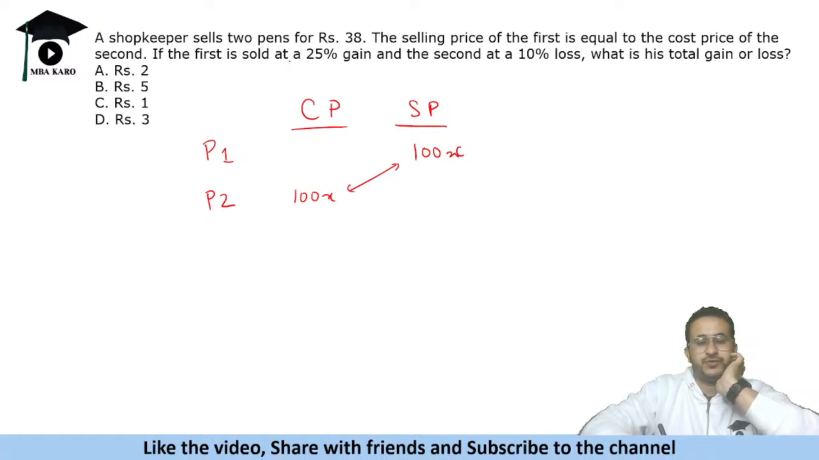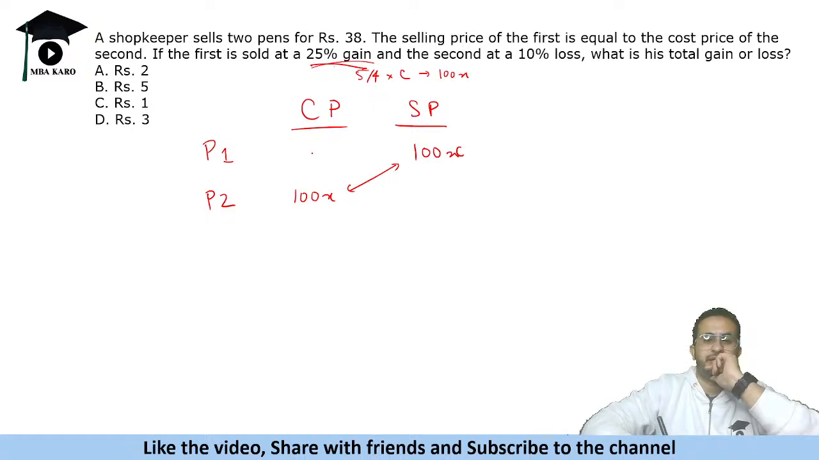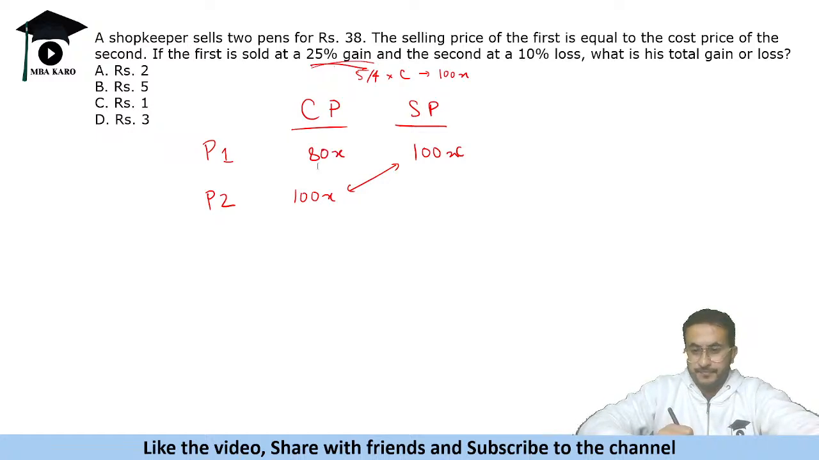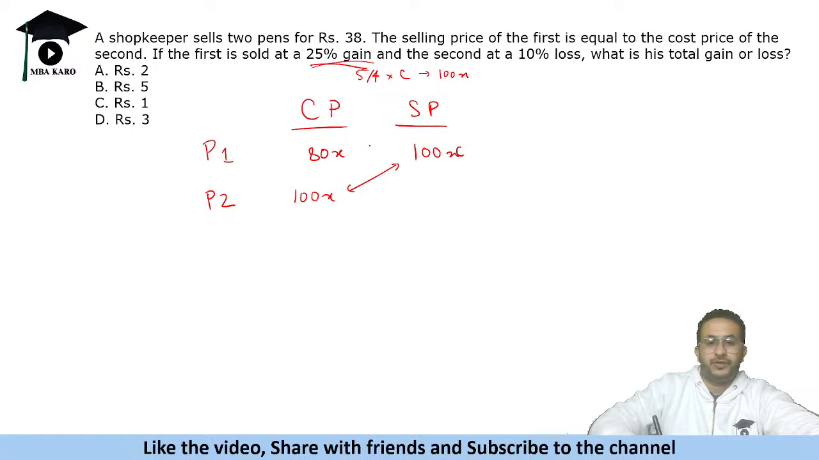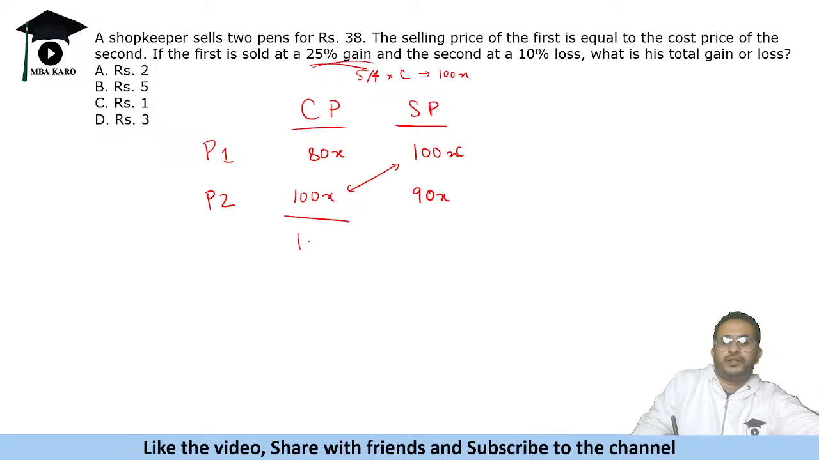It says the first is sold at a 25% gain. ये 25% gain में तो इसका cost price कितना होगा? 25% gain means 5 by 4 times. 5 by 4 times is 100x. So it has to be 80x. And the second one is sold at 10% loss. So second is sold at 90x. So total cost price is 180x. Total selling price is 190x.